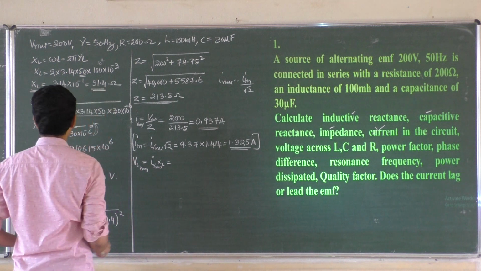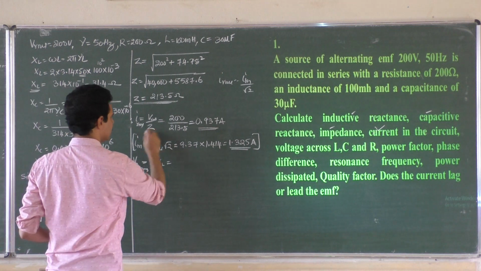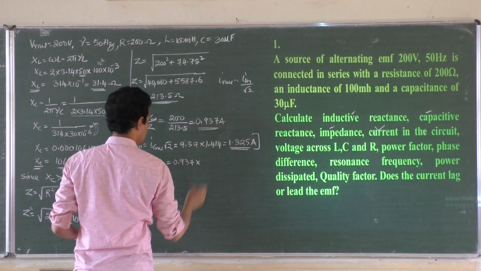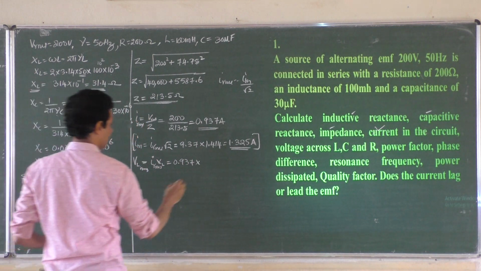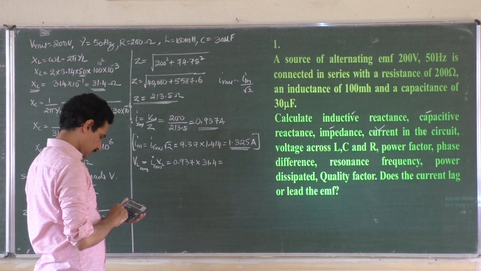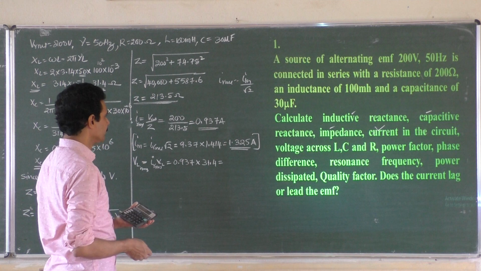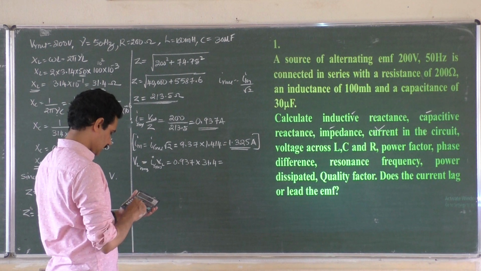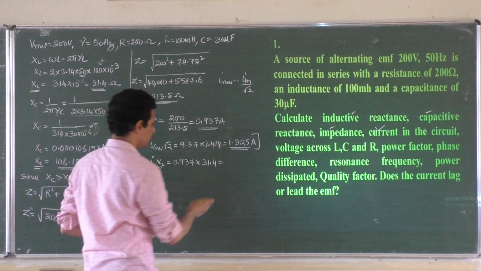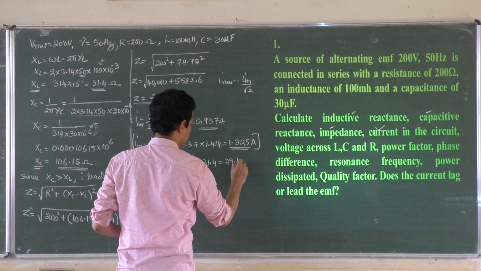What is IRMS? IRMS is this one, 0.937 ampere into XL. What is XL? 31.4. That is equal to 0.937 ampere IRMS into 31.4, that is 29.42 volt.